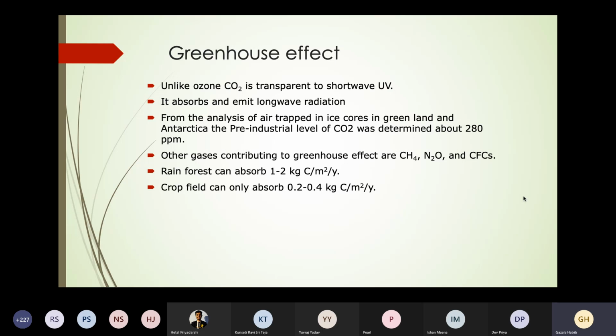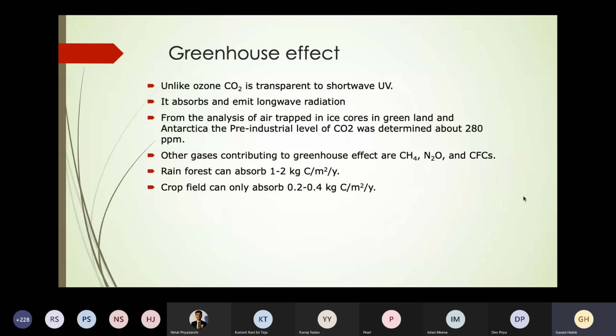So this is the property of carbon dioxide and other greenhouse gases, that they absorb and emit long wave radiation. Long wave radiation has less energy compared to shortwave radiation. But if the gases are absorbing the long wave radiation, that means it will slowly increase the temperature near the ground, right? This is known as the greenhouse gas effect.